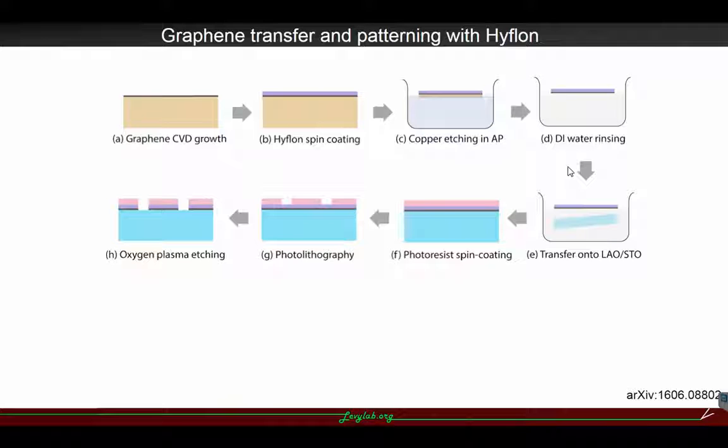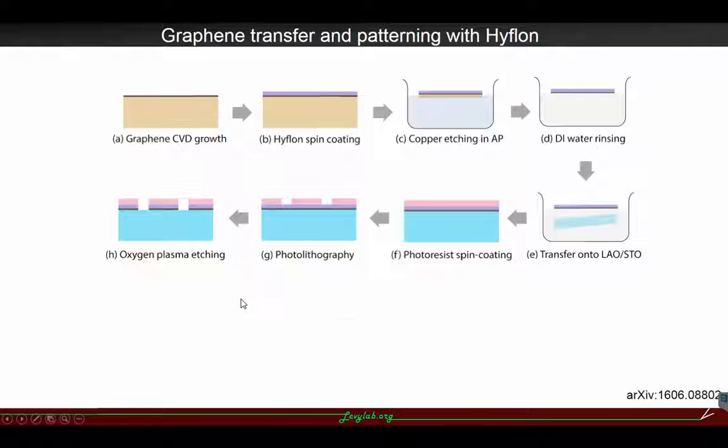and lift up the lanthanum aluminate, letting the graphene and Heflon rest on top of it, and then spin coat a layer of photoresist and use photolithography technique to pattern a Hall bar structure on top of it, and then use oxygen plasma etching to etch the uncovered part of graphene and Heflon away.